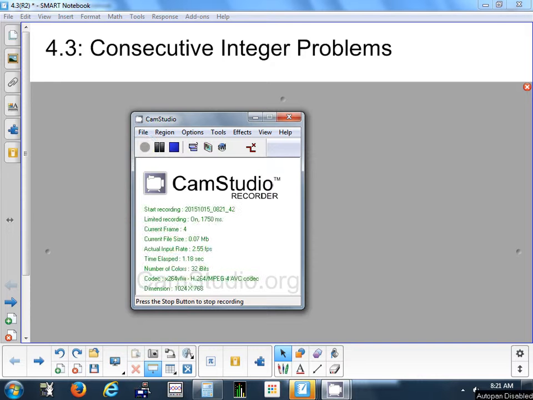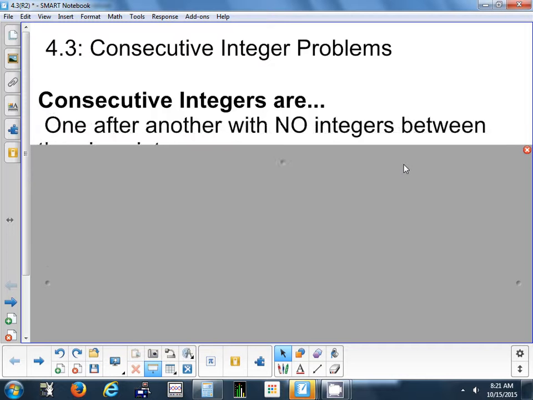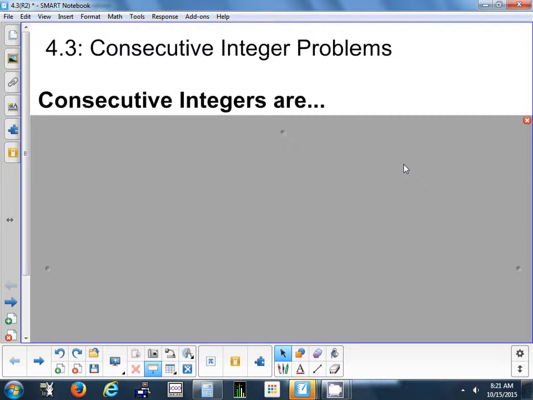All right, so let's finish up our last section for word problems in Chapter 4, which is 4.3. Okay, first we're going to look at consecutive integers. Does anybody know what consecutive means?